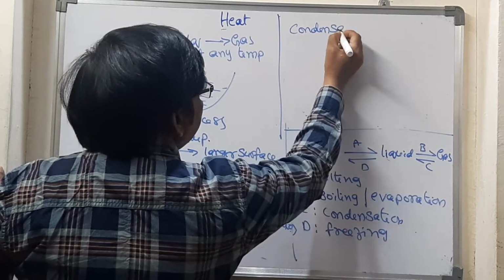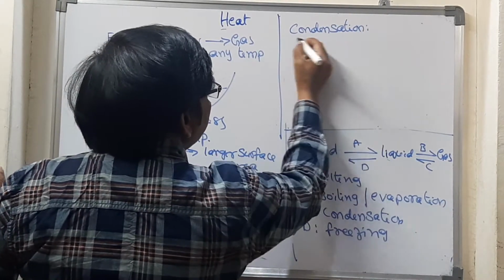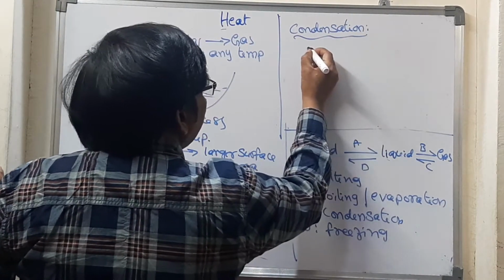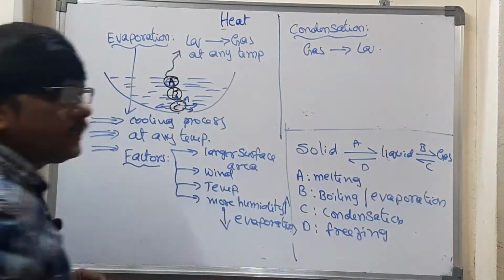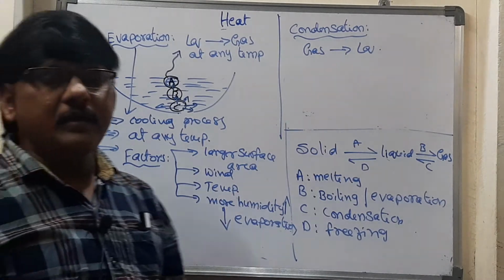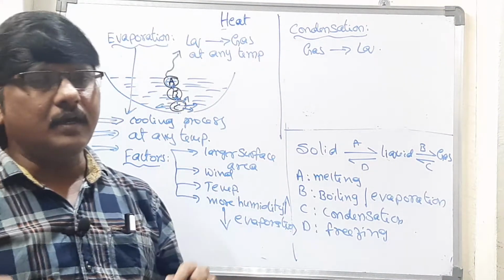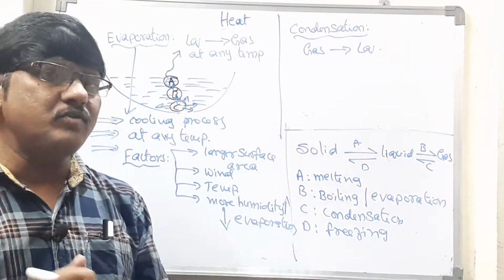What is meant by condensation? Condensation means the process of converting a gaseous state into the liquid state. Gaseous state to the liquid state is called condensation. And here is one very important thing: condensation is a warming process. Why is it a warming process?